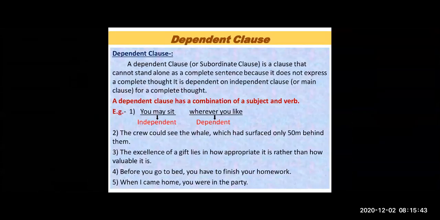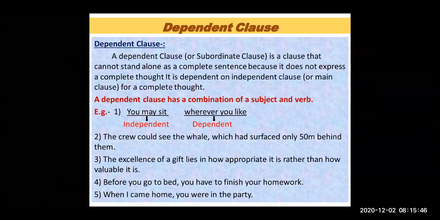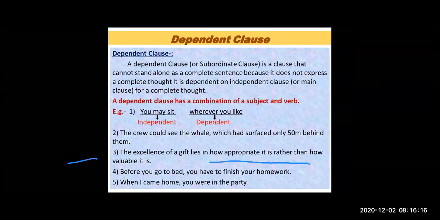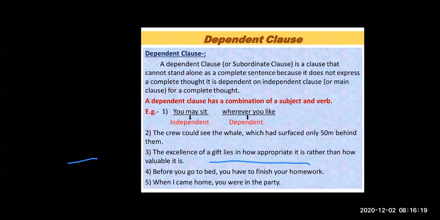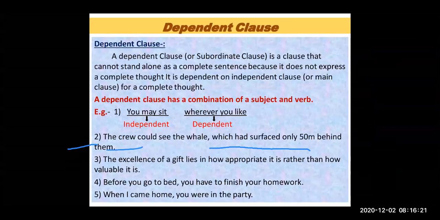See, the second example is: the crew could see the well which had surface only 50 meters behind them. Now, if we are writing only this sentence, which had surface only 50 meters behind them, this is a dependent clause. Which sentence is it dependent on? The crew could see the well. This is the independent clause.